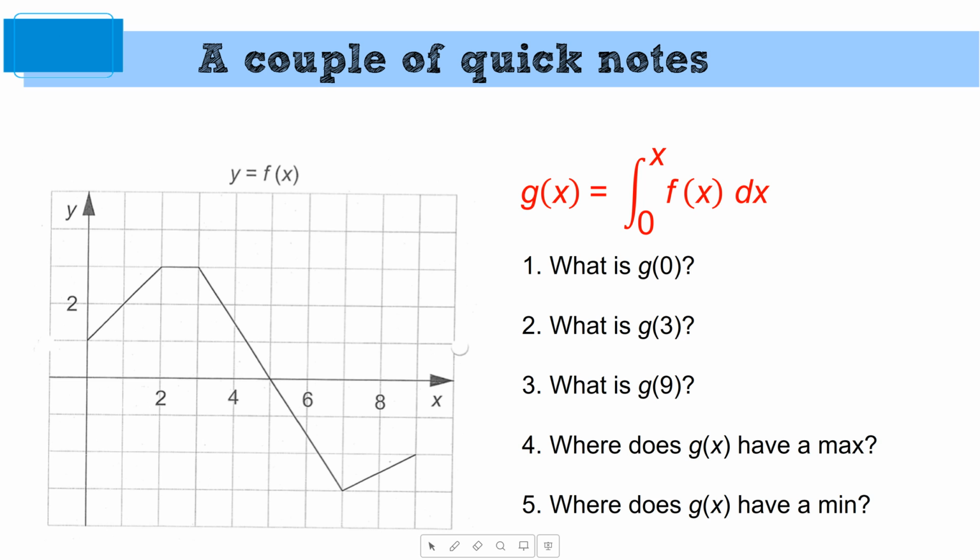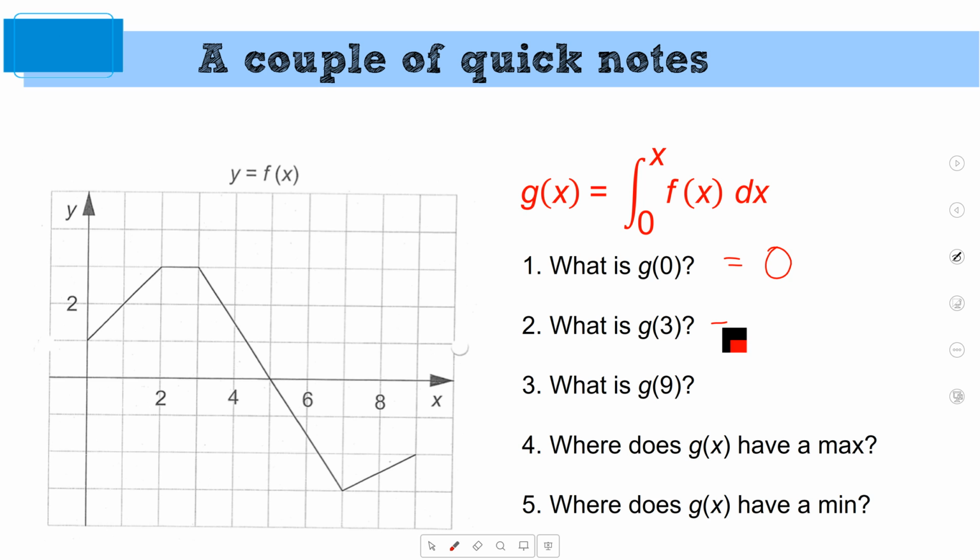What's g of 0? Holy smokes. What's g of 0? Why? Bingo. We have that as one of our properties. Anytime you go from a to a for an integral, the area under the curve will be 0. Okay, what's g of 3?